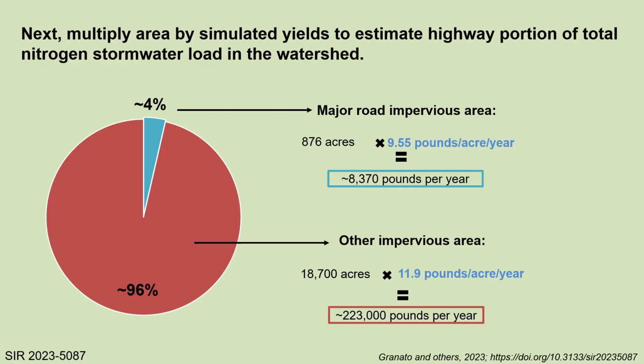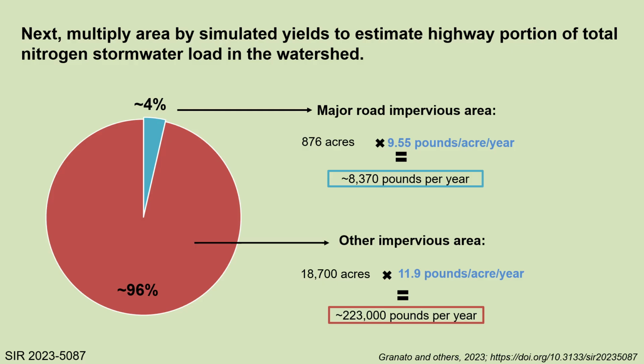So we take the area of the major roads, and we multiply that by the total nitrogen yield that we simulated using SELDM, and we can get at a total long-term average annual load of nitrogen from the major roads.